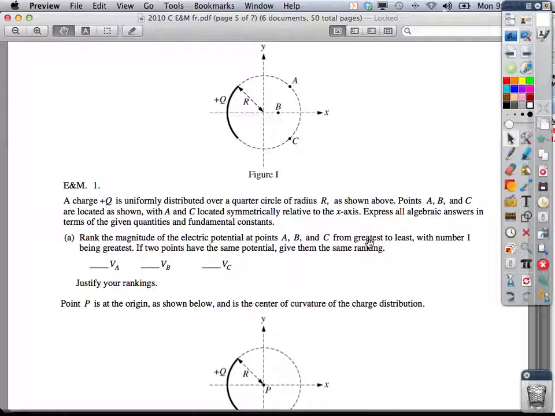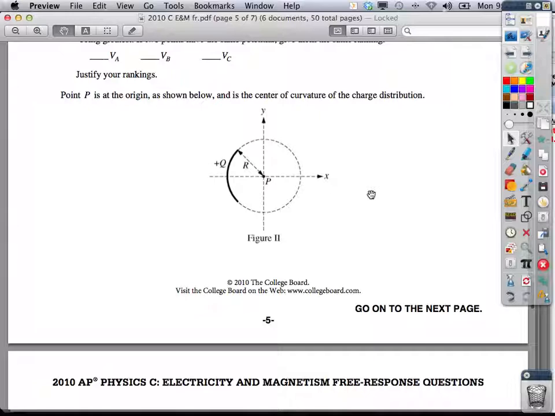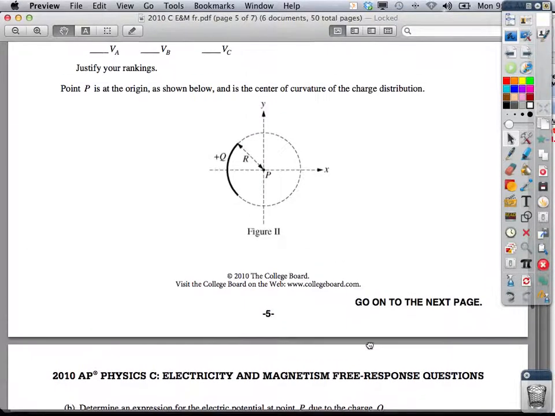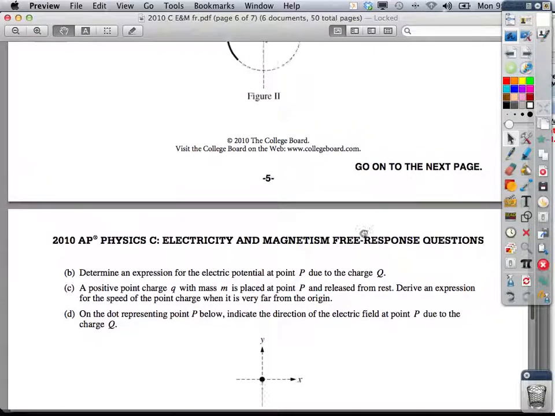That's good. Okay, does that make sense to everyone? All right, very good. Then point P at the origin is shown below, and is the center of curvature for the charge. Okay, that's for the charge distribution. Determine an expression for the electric potential at point P due to the charge Q.